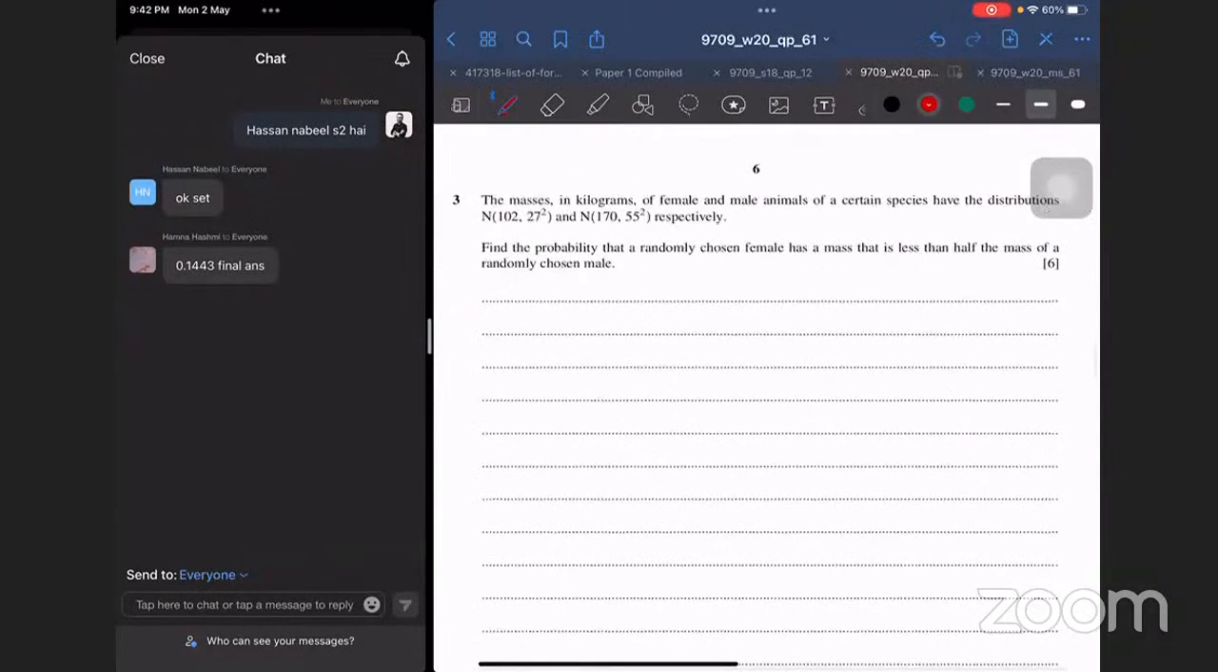Okay, then it says the masses in kilograms of female and male animals of a certain species have the distributions this. So this is from linear combinations. Find the probability that a randomly chosen female has a mass that is less than half the mass of a randomly chosen male.